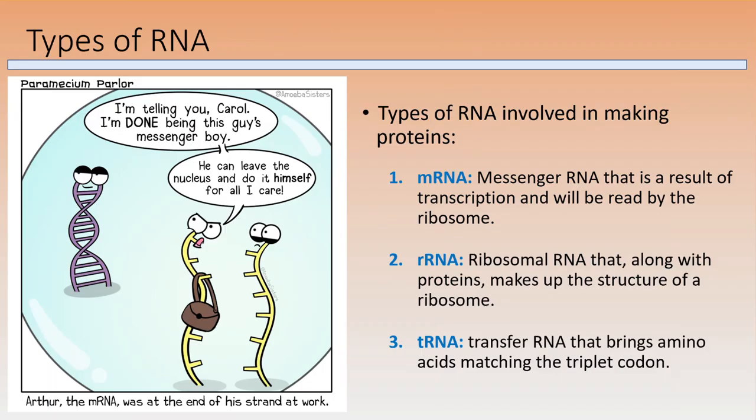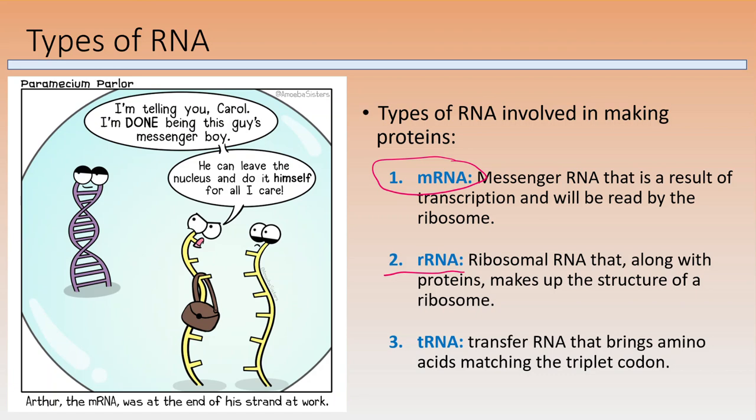Before we start talking about translation, I do want to discuss the 3 types of RNA that are going to be key in translation. We've already looked at one of these RNA molecules, your mRNA. This is the messenger RNA that you made during transcription and then had some modifications made. This mRNA molecule, once it exits the nucleus, will then attach to a ribosome where it will be read for the translation process. The second key RNA molecule is called rRNA, and this is your ribosomal RNA.